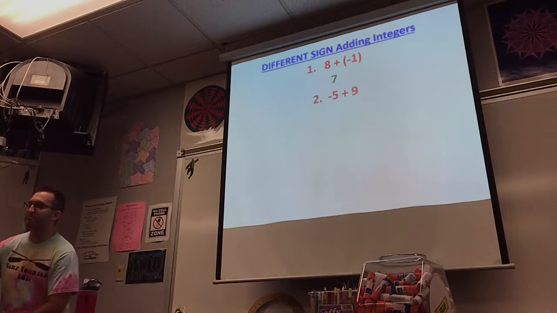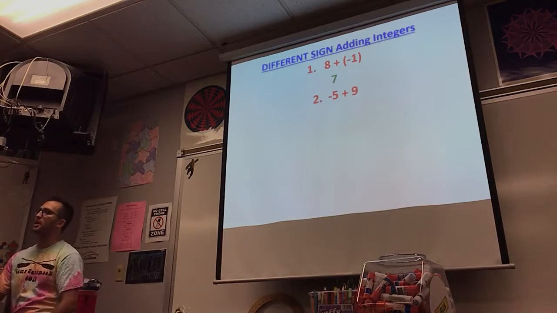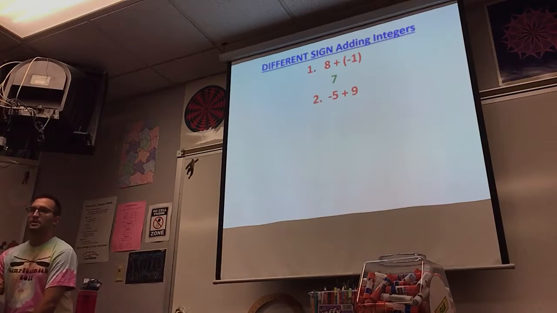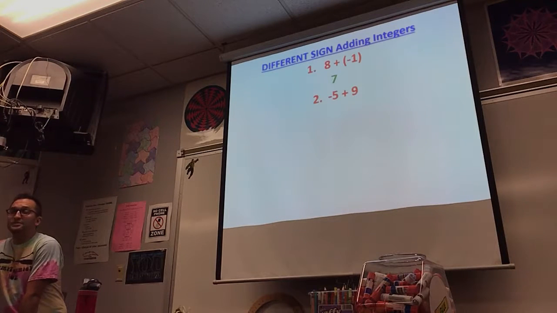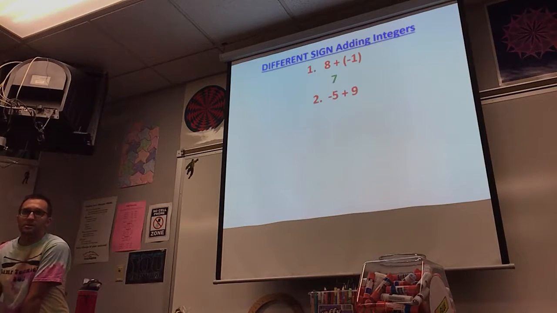Next one, negative 5 plus 9. Same or different sign? Negative 5 plus 9. Different signs, so what are we going to do? What does it say in our notes? The first part. Subtract the two numbers. So 9 minus 5 is 4. Now we keep the sign of the bigger one. Which one's bigger, positive or negative?